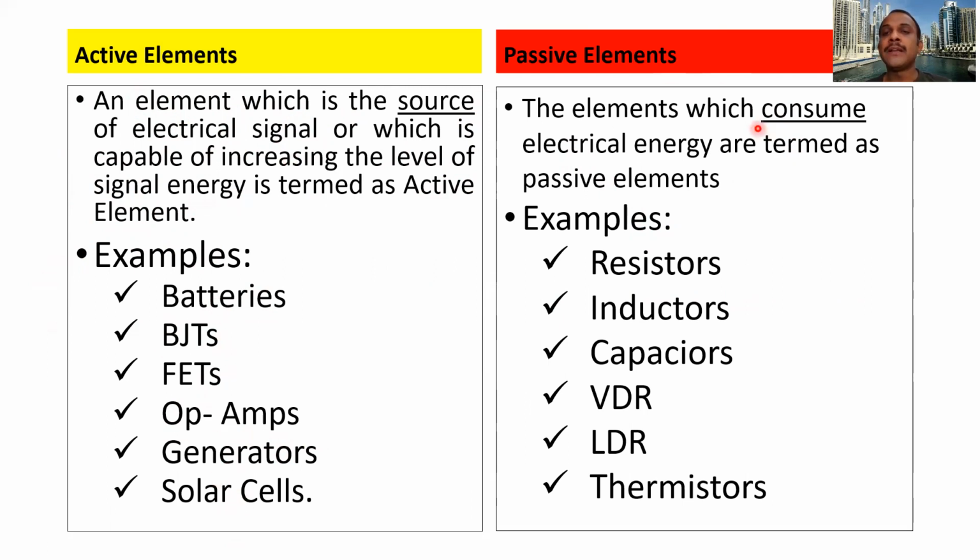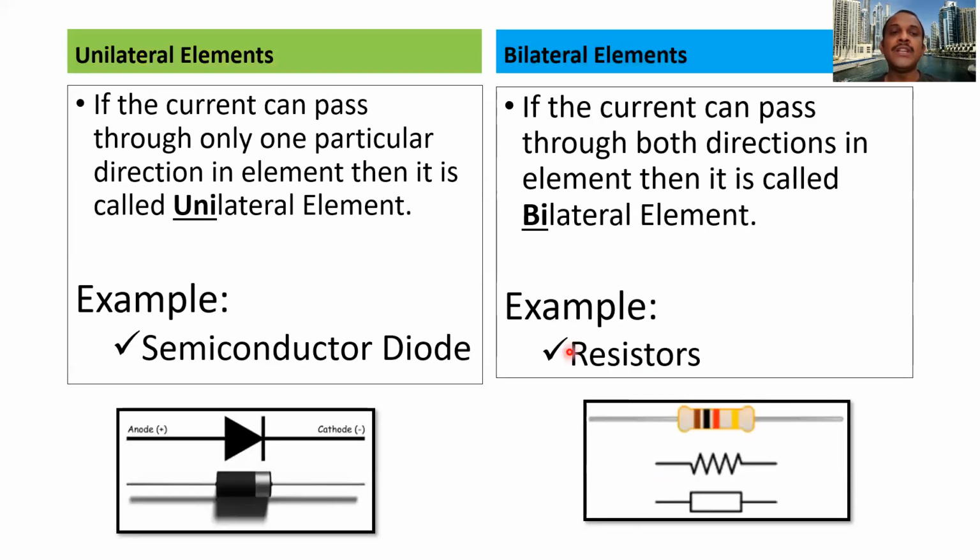What are passive elements? The elements which consume electrical energy are termed passive elements, like resistor, inductor, capacitor. As we previously discussed, VDR, LDR, and thermistors are all called passive elements. We'll move to the next definition, which is unilateral element and bilateral element.